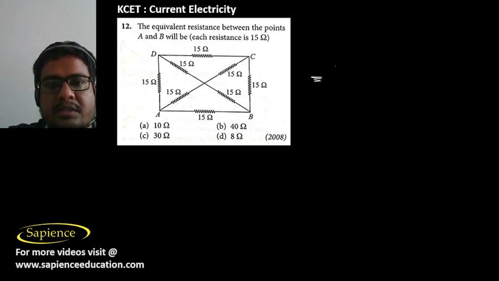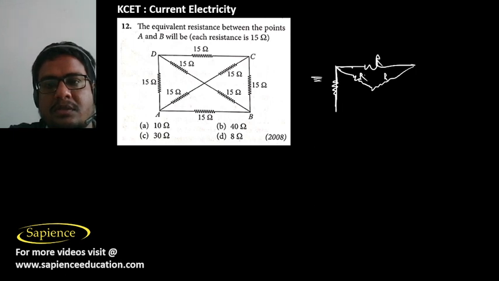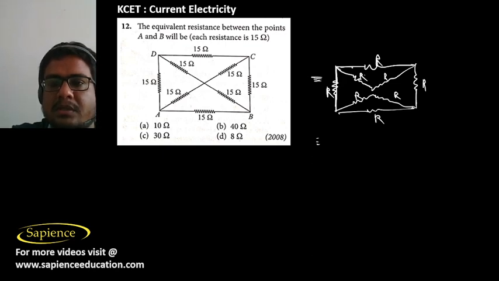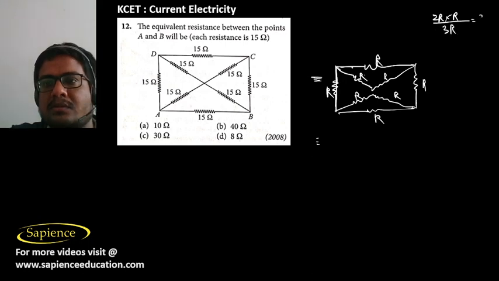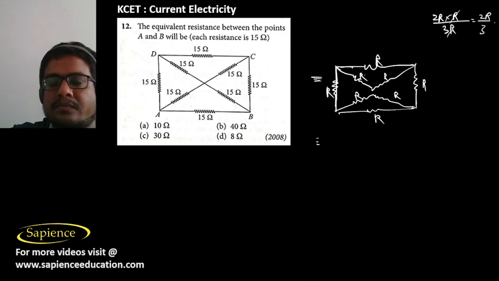So this circuit can be equivalently drawn like this: this is 15 ohm, this is also 15 ohm, this is R, this is R, this is R, and these two are not connected, R ohm, this is also R. So their equivalent, 2R and R, is 2R into R by 3R, that is 2R by 3. So this simply I can write it like this.